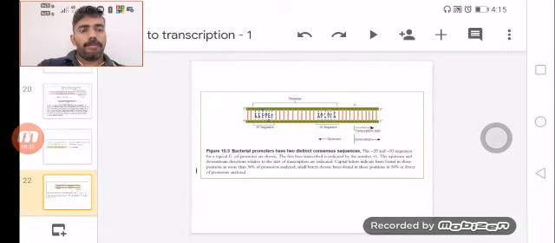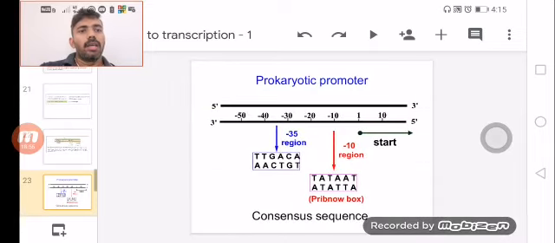When you look in detail at the promoter of a bacterial system, you can see two important regions. One is at the -10 position, the other at the -35 position. Most of the promoter sequences are located in the upstream site, right? So we have a closer look here.